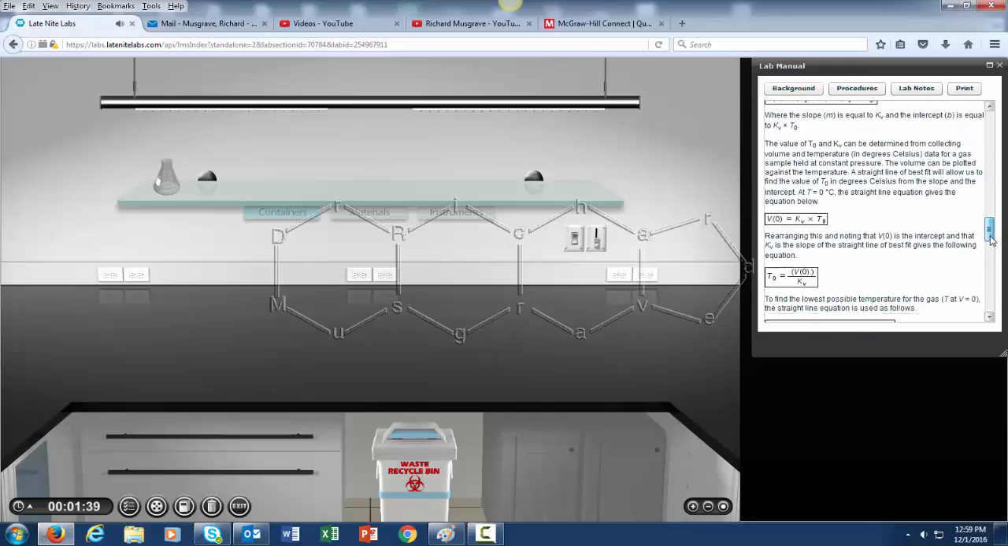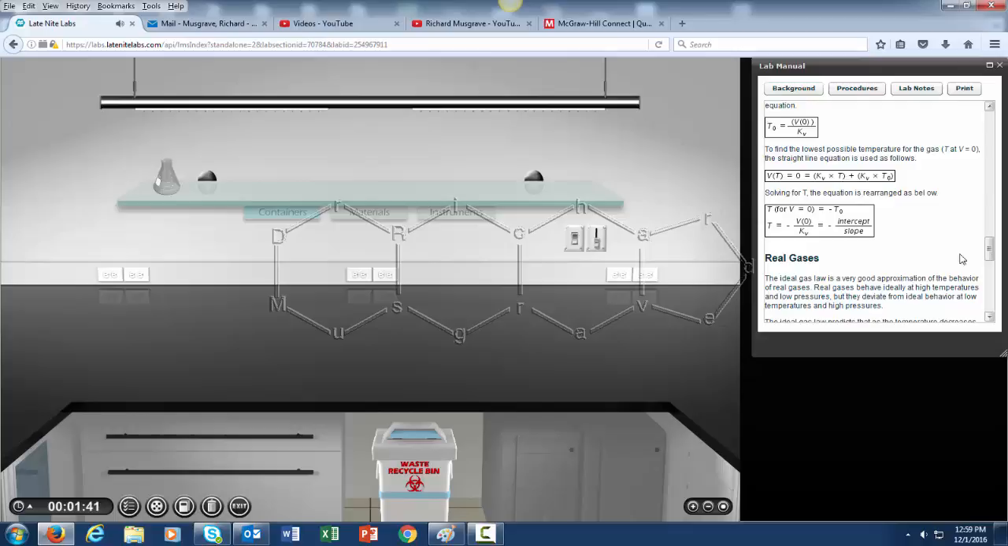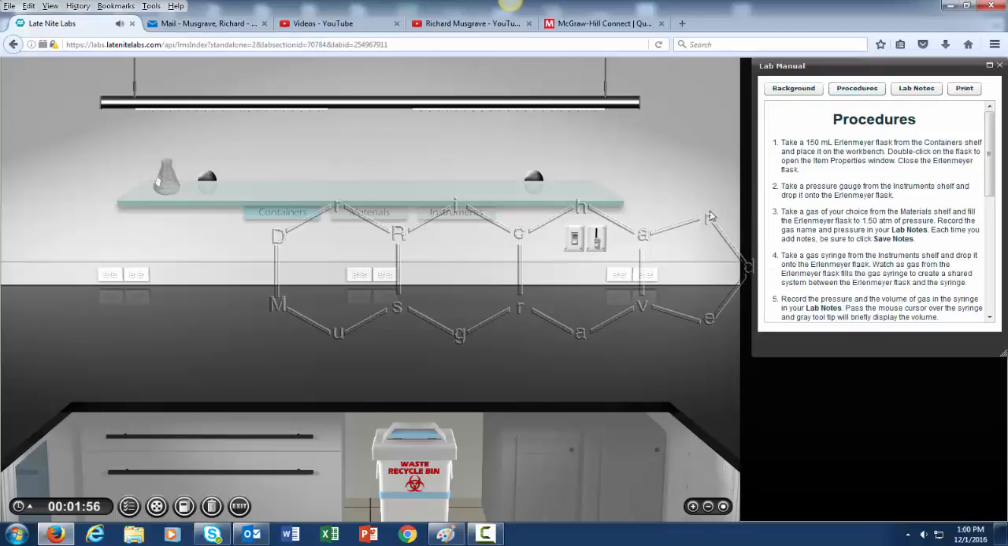Now the only thing you really need to worry about math-wise here is how to get the temperature, and we can do that by taking the intercept over the slope of a graph of total volume versus temperature. Alright, so let's see how we might do that. The first thing we're going to do is just follow the procedure, and it says we need to take a 150 ml Erlenmeyer flask there.